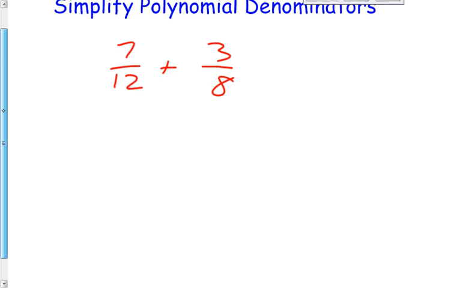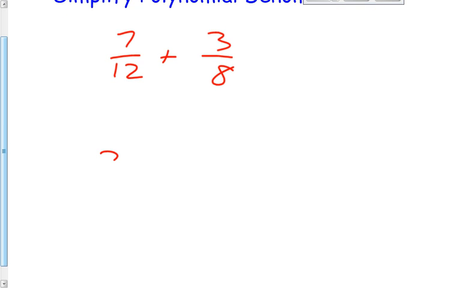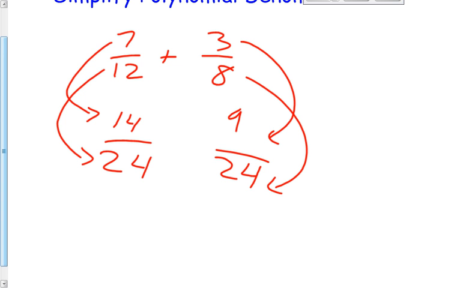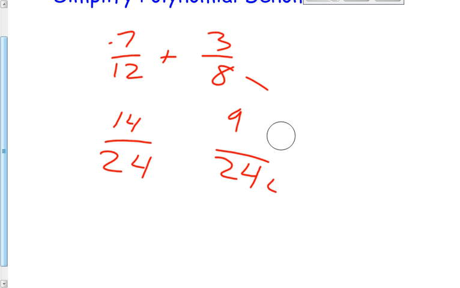So what we talked about is how our least common multiple is 24 and 24. And so we talked about multiplying this by 2 to get 14, and multiplying this by 3 to get 9. Now I want you to break this down for a second. Before we do all this, let's first discuss how we got our least common multiple.